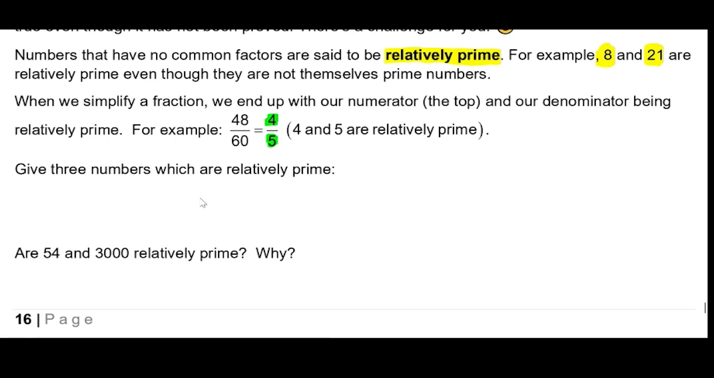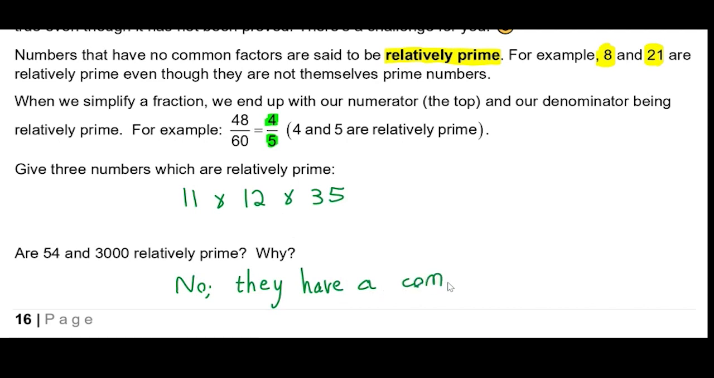Right, give 3 numbers which are relatively prime. So for example, 11 and 12 and 35. Those 3 numbers are relatively prime. Are 54 and 3000 relatively prime? No. All right. Why are they not? They have a common factor of 2. They might have other common factors as well, but they certainly have at least one common factor other than 1. Okay, and that brings us to the end of lesson 2 of whole numbers.